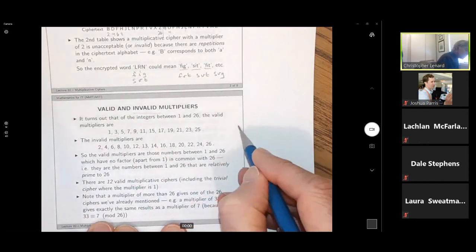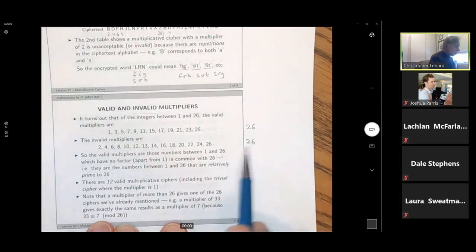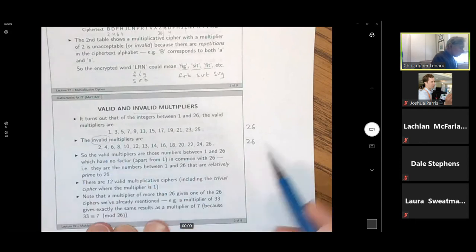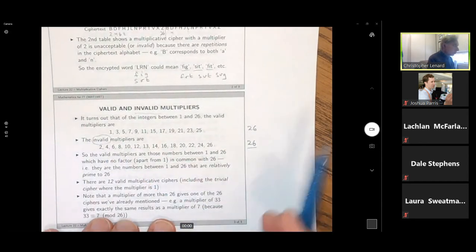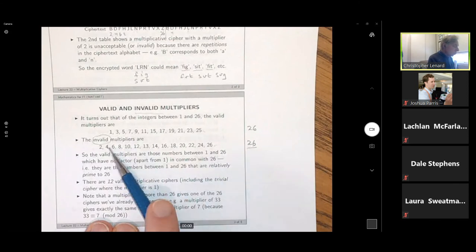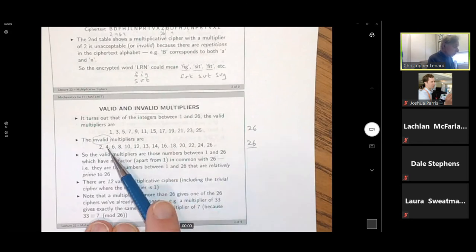Remember that we're talking with the 26 system. Now, if you look at these numbers, let's look at the invalid ones and compare them with 26. 2 and 26, you see that there's a common factor of 2. 4 with 26. Okay, 4 doesn't go into 26. 26 is not a multiple of 4, but there is a common factor. So 2 goes into 4 and 2 goes into 26.